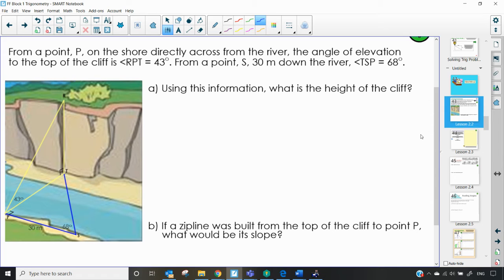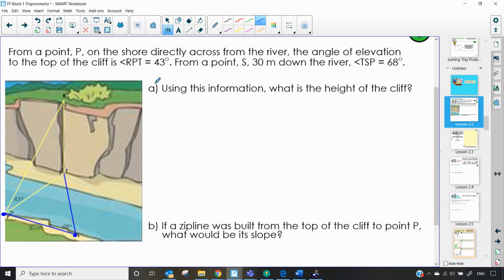So from a point P on the shore, directly across from the river, the angle of elevation to the top of the cliff is angle RPT, and that's 43 degrees. So there's our point across from the river, that's point P, and we have our angle of 43 degrees. Now it says from a point S, 30 meters down the river, so 30 meters down from point P, we have another angle that's angle TSP, and that's 68 degrees. Now, sometimes when these diagrams are being drawn in 3 dimensions, it might not actually look like a true 68 or a true 43. So don't assume that these diagrams are drawn to scale.